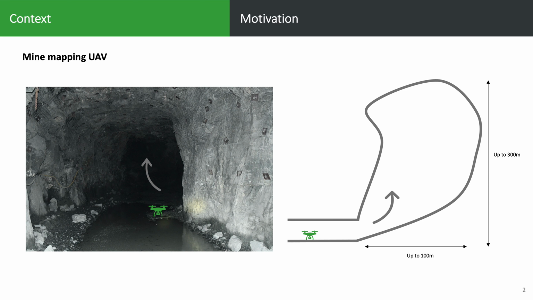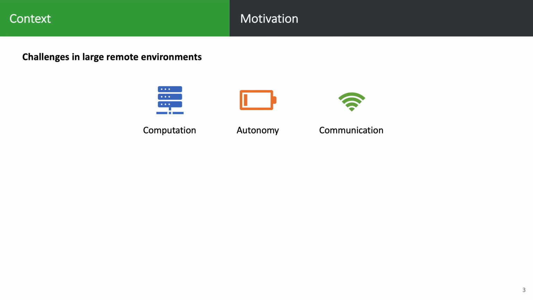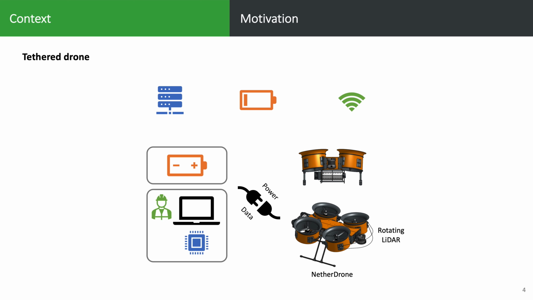It was motivated by the project of a mine mapping UAV designed for the mapping of mining stopes, which are large underground cavities that can reach up to 300 meters in height. Those large environments can pose challenges for computation, autonomy, and communication. These can be solved with the help of a tether. The drone can then be powered by an external source and share data and computation with a remote computer.